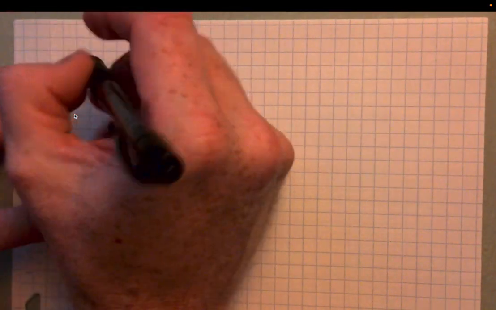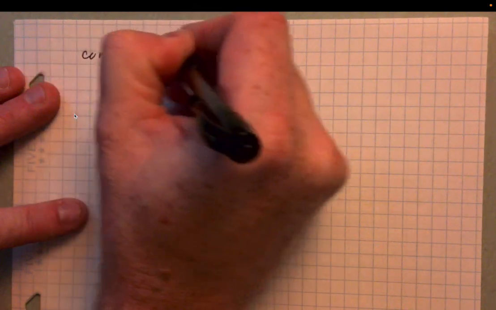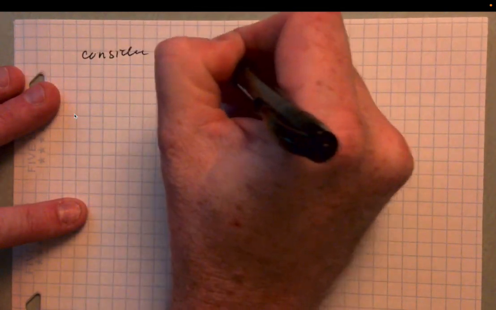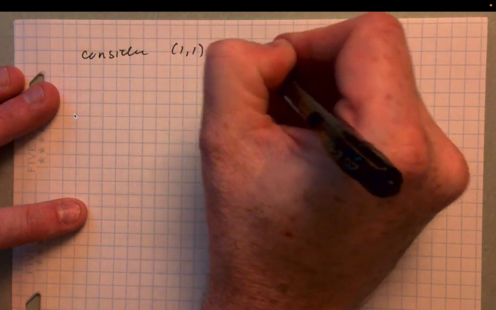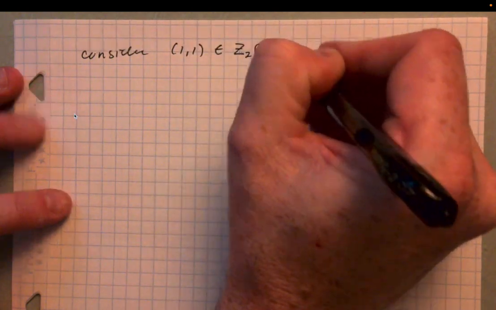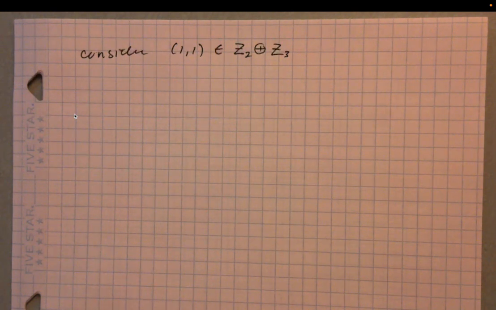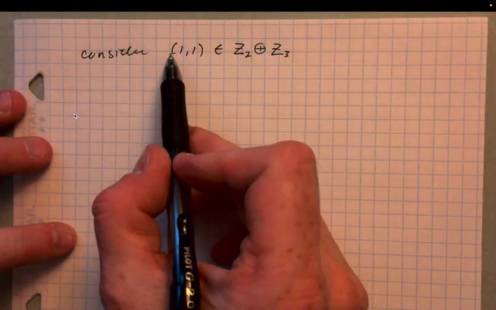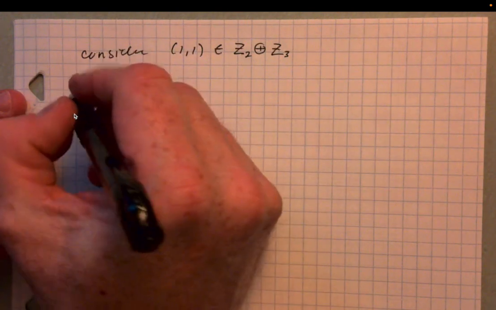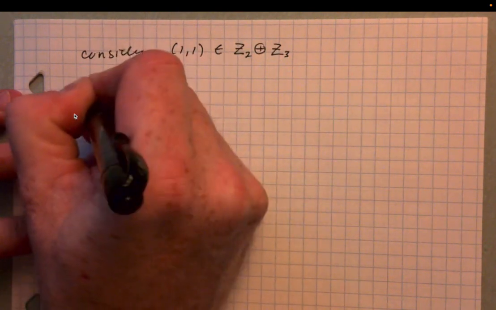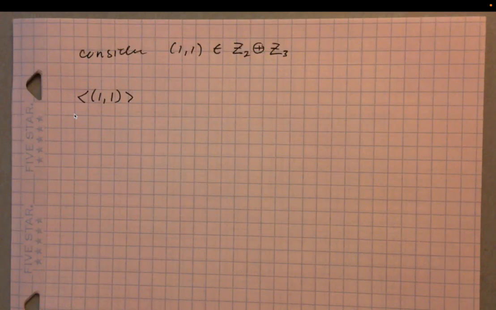This is something we'll bring up later, but let's consider the element 1, 1 that is in the direct product Z2, Z3. We know 1, 1 is in that direct product. We just saw it, just look at the elements. It's the fourth element, I think. Let's see what we can generate with 1, 1. It's an element in a group, so let's think of the group that we can generate from it.